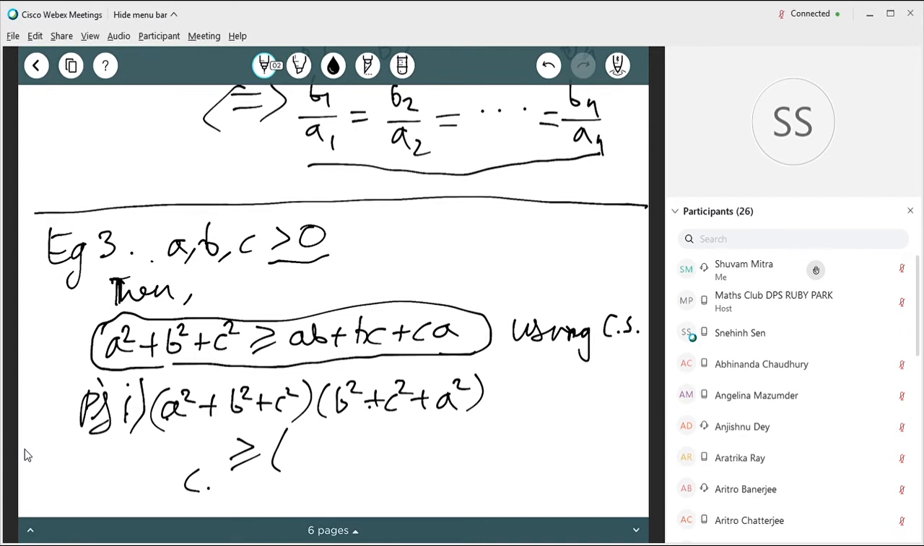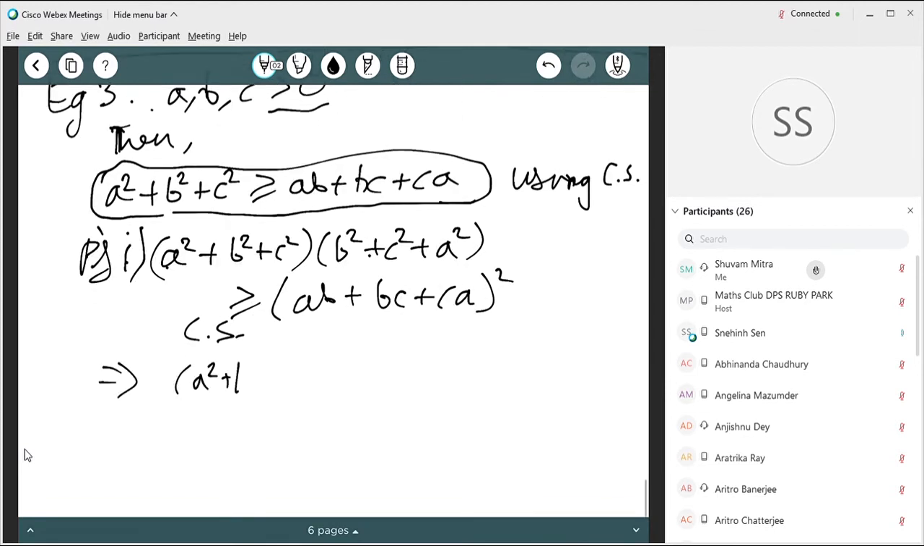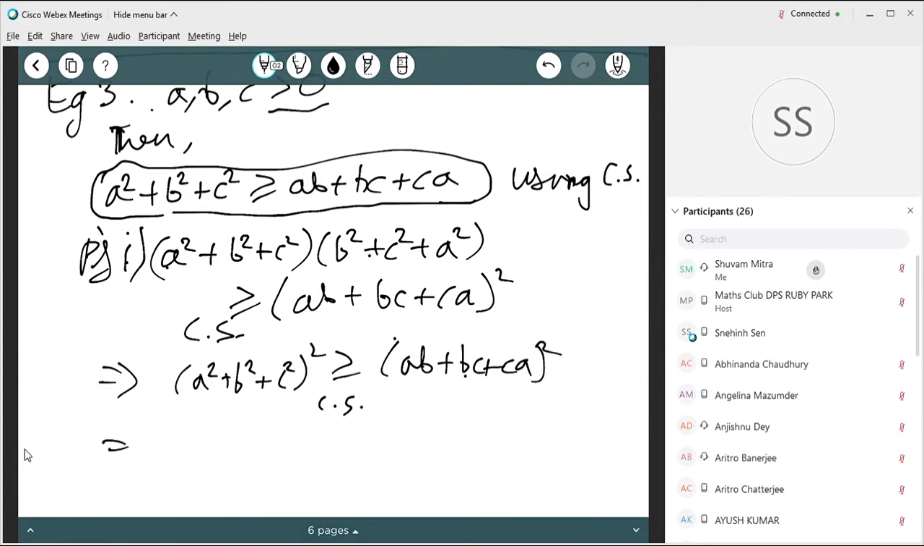So this implies A square plus B square plus C square whole square is greater than or equal to, by Cauchy-Schwartz, AB plus BC plus CA whole square. But both of these are positive quantities. So for positive quantities, x square greater than or equal to y square if and only if x greater than or equal to y. So we can take the root and we get A square plus B square plus C square greater than or equal to AB plus BC plus CA.